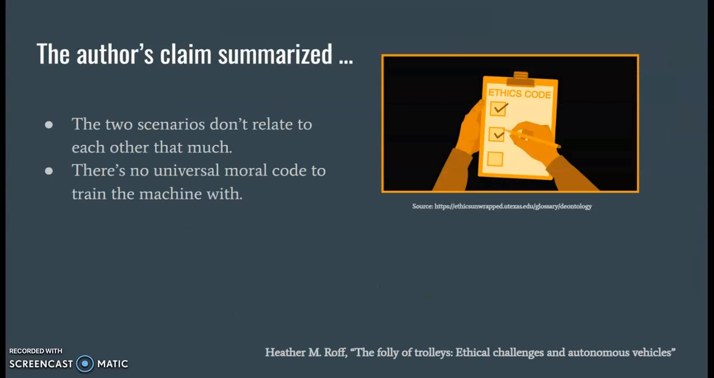So, the author's claim summarized, she's basically saying the trolley problem is not really useful when we're trying to develop a machine for self-driving cars. The first argument she made, like I explained earlier, is that the two scenarios don't relate to each other that much, so we can't compare them together. And the second argument she made is that there is no universal moral code to train the machine with. This is basically agreeing with the first article that I explained: since we don't know the ultimate answer, we can't train the machine. If we don't know the answer, we can't do the math.